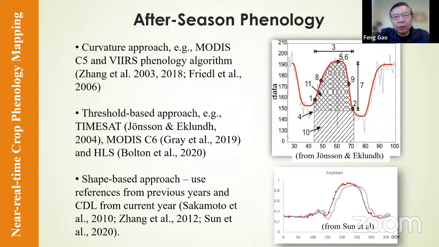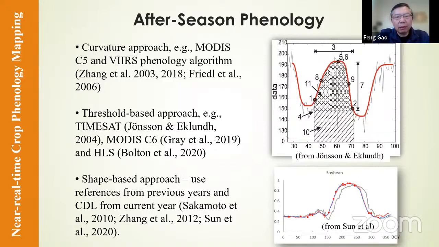Just a brief review of the after-season phenology mapping methods, in case you are not familiar with land surface phenology using remote sensing. There are different approaches. One is a curvature-based approach, such as the MODIS Collection 5 and VIIRS phenology algorithm developed by Xiaoyang Zhang and Mark Friedl. They look for the curvature, the changing point, the maximum curvature point, to find the green-up date, senescence date, or dormancy date.